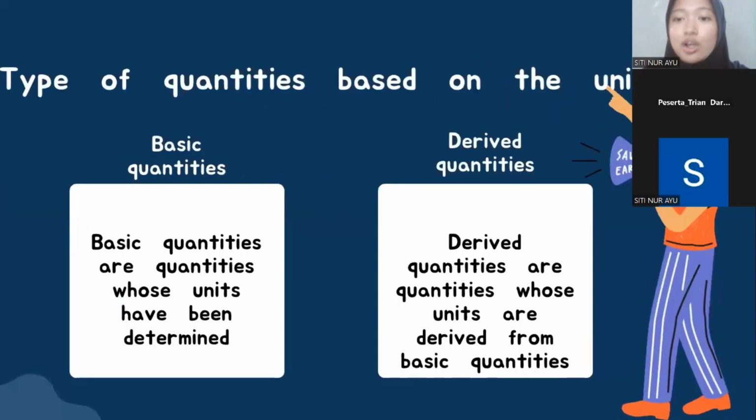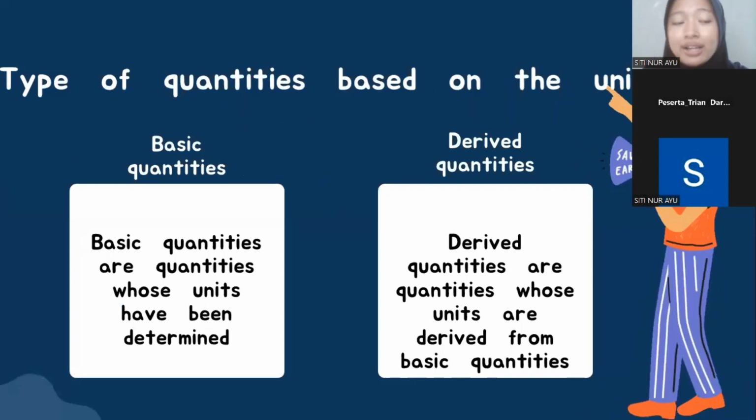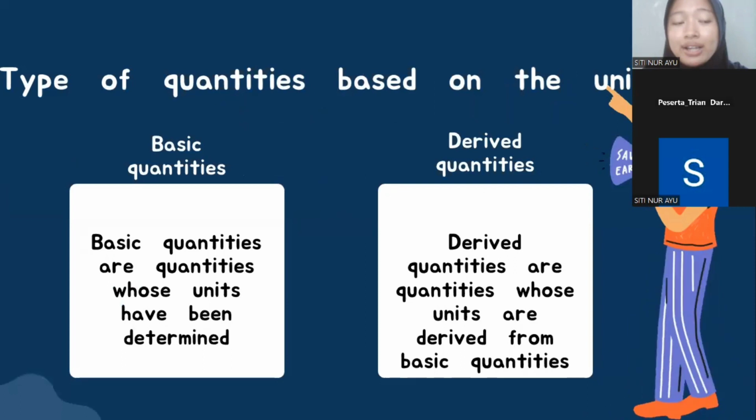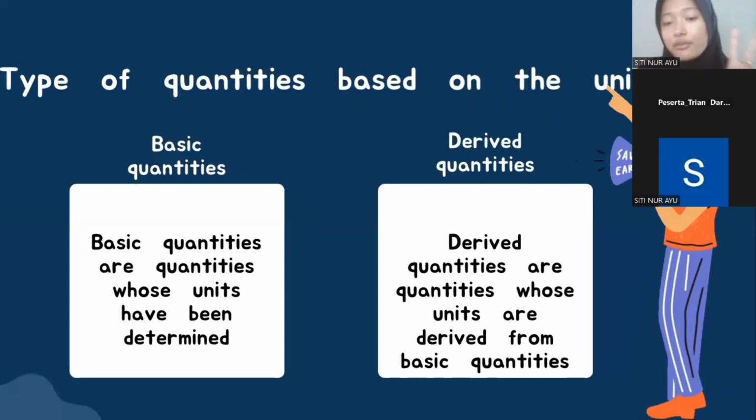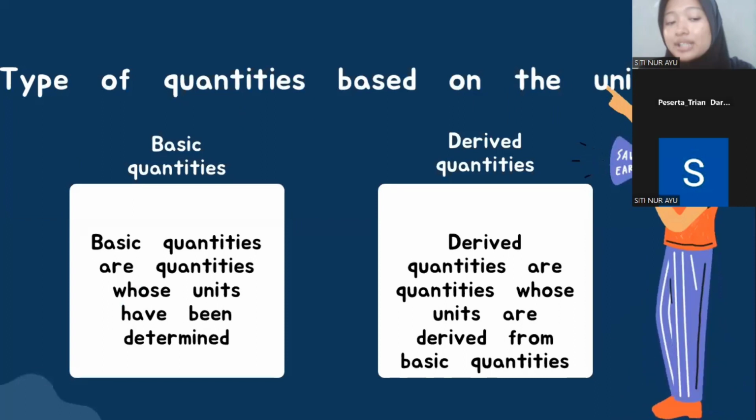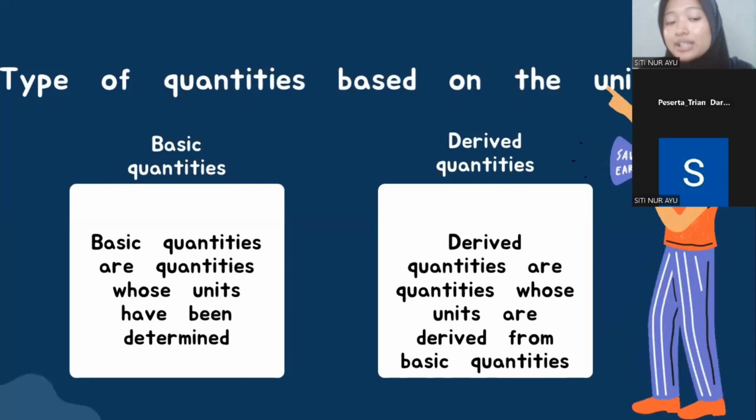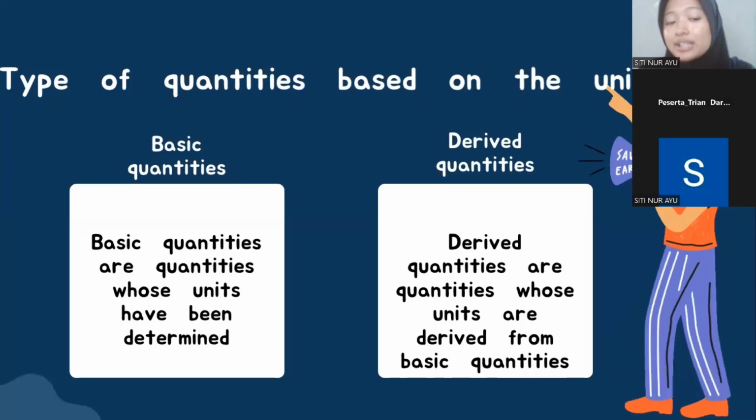Quantities are divided into two types. One is basic quantity, and two is derived quantity. Basic quantities are quantities whose units have been determined, while derived quantities are quantities whose units are derived from basic quantities.